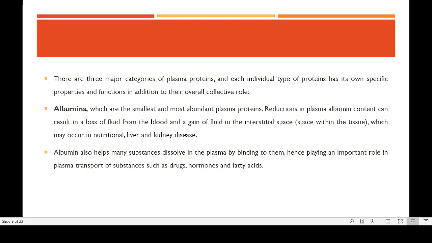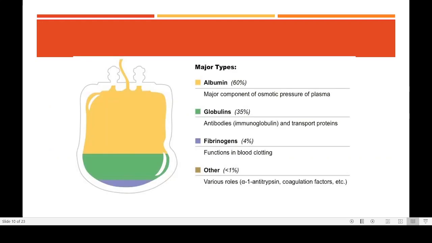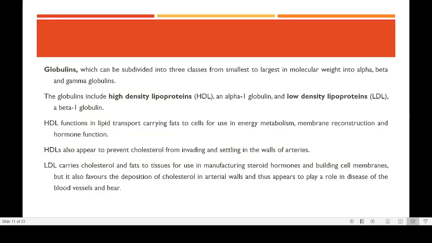So that is another function of the albumin. So albumin has two important functions. Now we will see what are the functions of globulin?